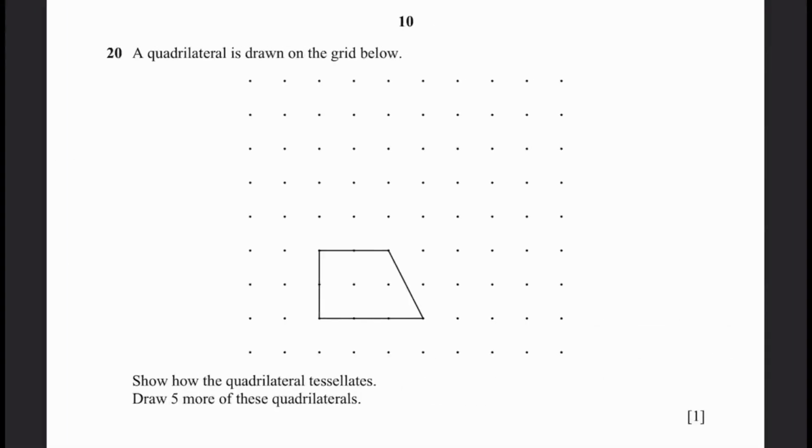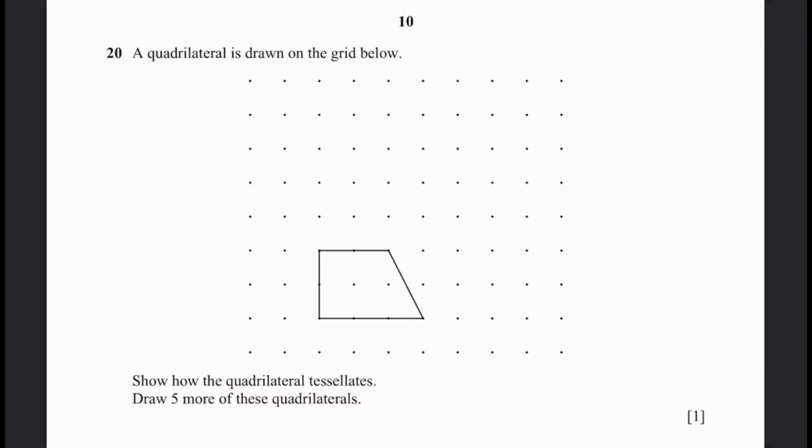Let's move on. Question 20. A quadrilateral is drawn on the grid below. Show how the quadrilateral tessellates. Draw 5 more of these quadrilaterals. What's the meaning of tessellation? It means how the quadrilateral forms a pattern.